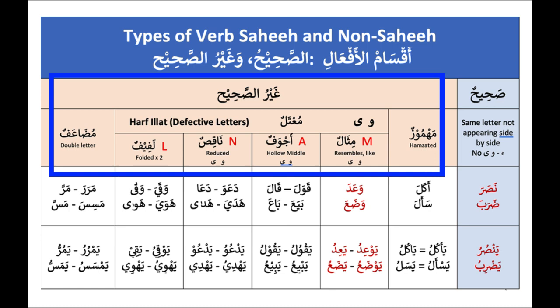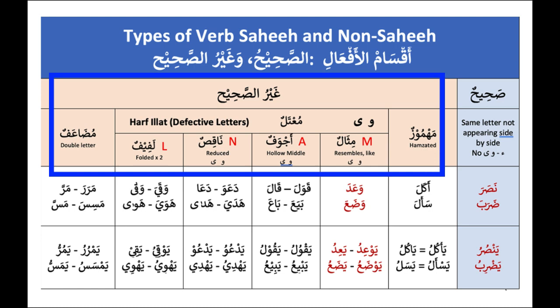Mu'talun verb has also got 4 different types. They are called mithalun or mithal, ajwafun or ajwaf, nakisun or nakis, lafifun or lafif. In order to remember this in this order, we say M for mithal, A for ajwaf, N for nakis, L for lafif. M-A-N-L. Manal. Mithal, ajwaf, nakis, and lafif.